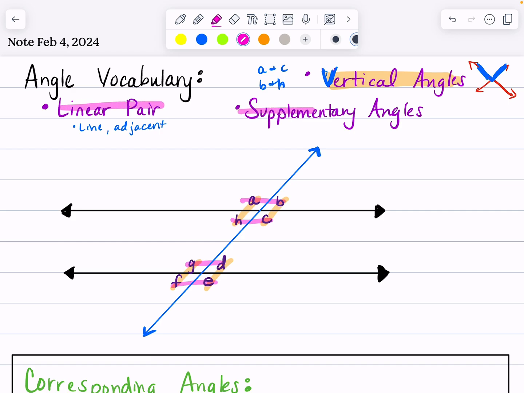Linear pair and supplementary go together. Now, not all supplementary angles must be a linear pair, but all linear pairs are supplementary. That is confusing if you're wondering what I just said. All linear pairs are supplementary, meaning they add to 180 degrees. But not all supplementary angles are linear pairs, because we have different types of angles that add up to 180 degrees but aren't side by side. So this is not a two-way street all the time. Supplementary angles has other roads that go off of it.